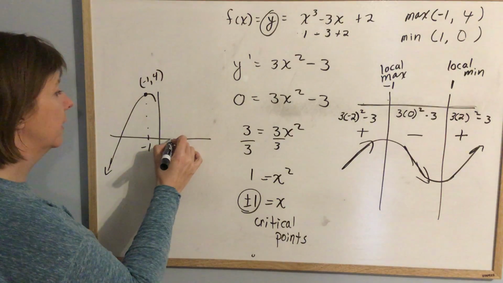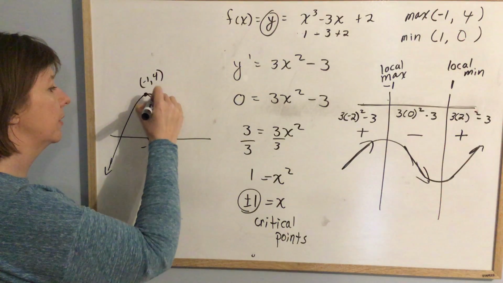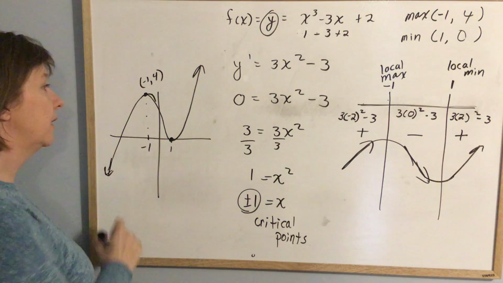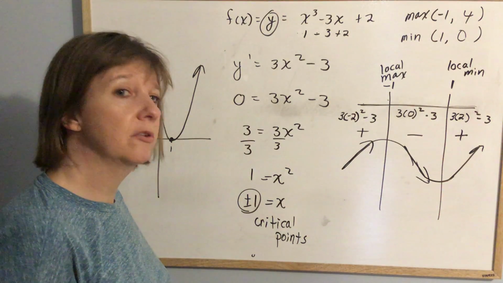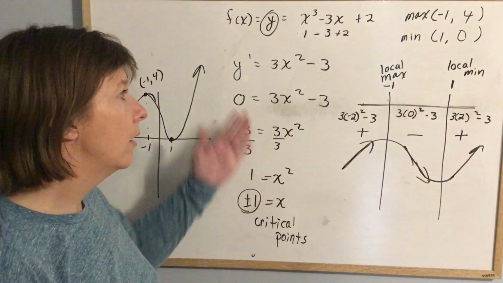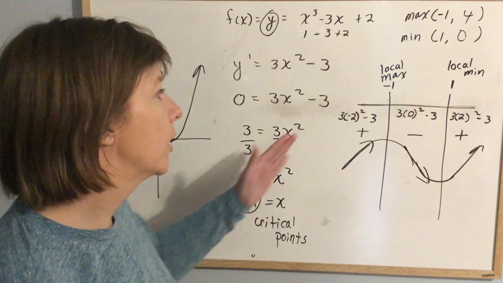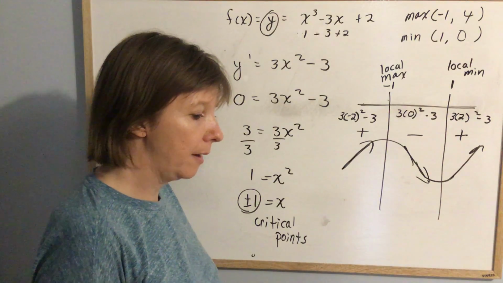So at 1, the minimum value happens at 0. So I can now give a pretty good picture of what that graph looks like. And I didn't have to do a table of values. All I had to do was find the derivative, make it equal to 0, and I could tell them where it was increasing, where it was decreasing, and where the maximum and minimum values happened.